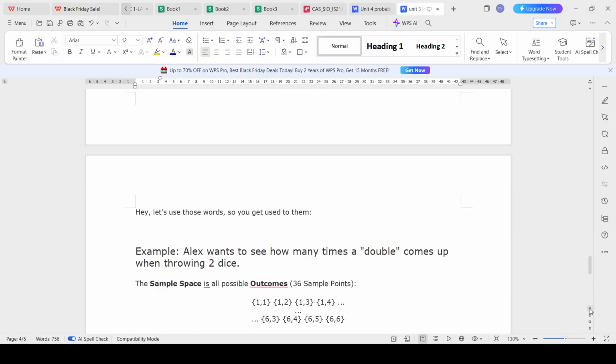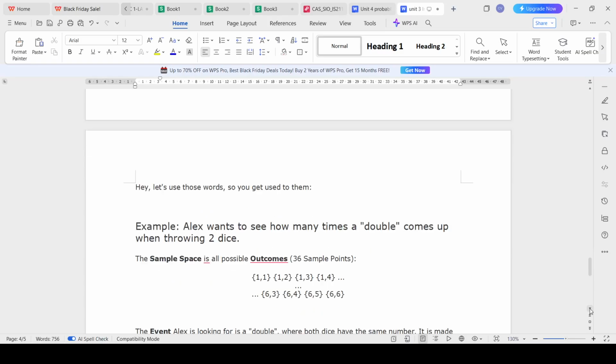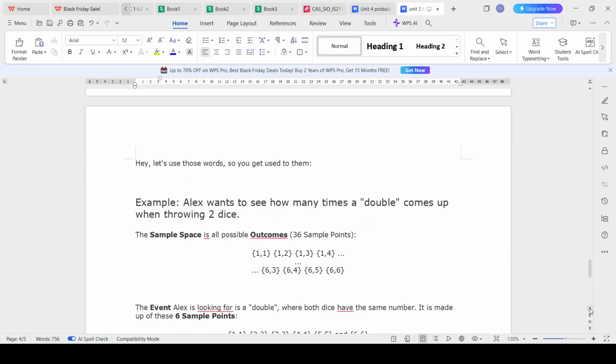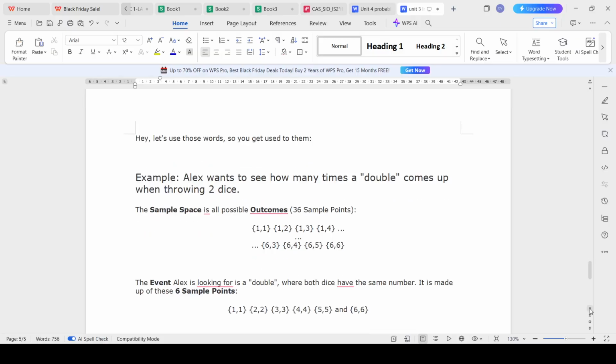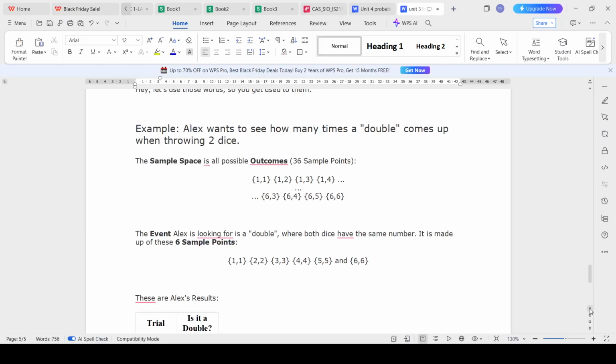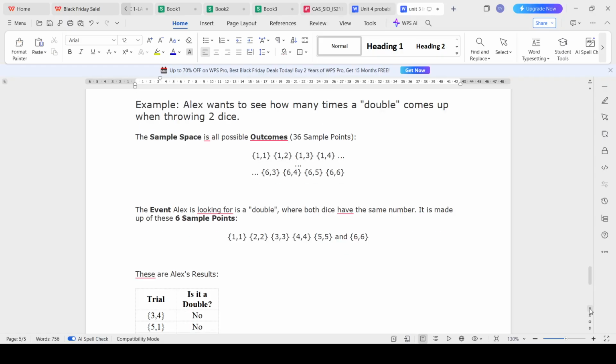Let's use those words so you get used to them. Example, Alex wants to see how many times a double comes up when throwing 2 dice. The sample space is all possible outcomes, 36 sample points: 1-1, 1-2, 1-3, 1-4, 1-5 and so on. The event Alex is looking for is a double, where both dice have the same number. It is made up of 6 sample points, which are 1-1, 2-2, 3-3, 4-4, 5-5, and 6-6.